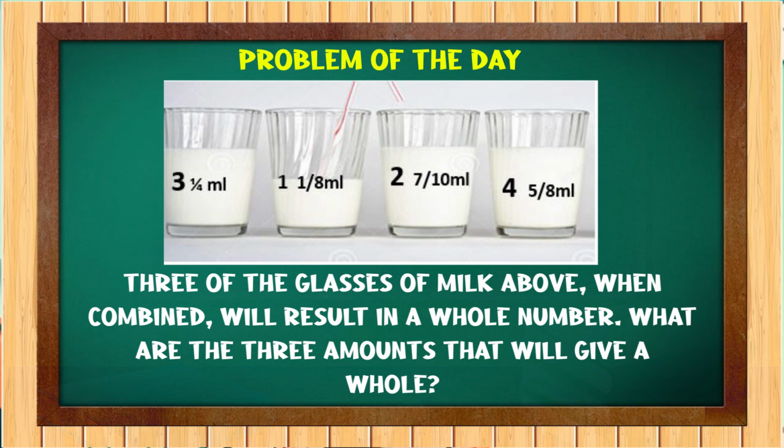You have 4 glasses of milk, but when you combine the measurement of the contents in 3 of those glasses, your result will be a whole number. What are the 3 amounts that will give a whole? Take 2 minutes to get this done, boys and girls.